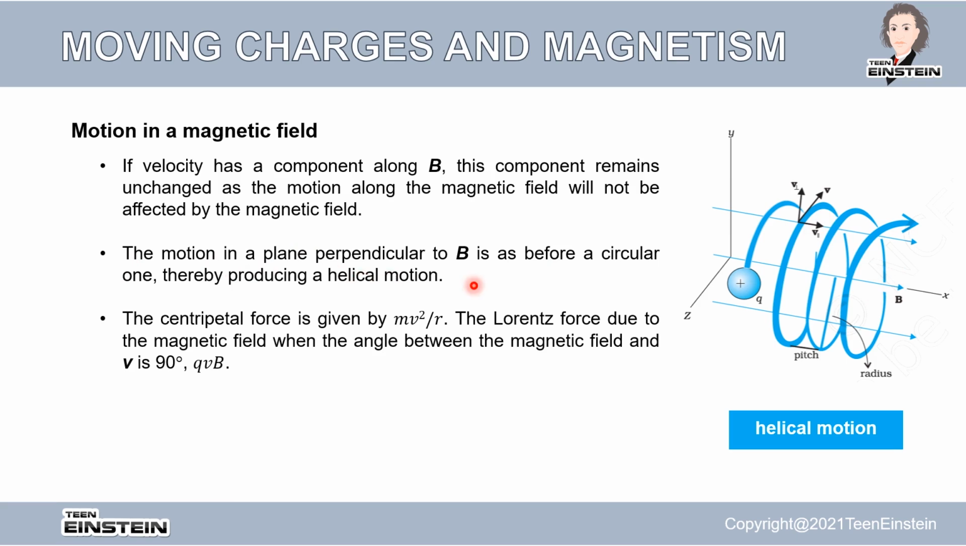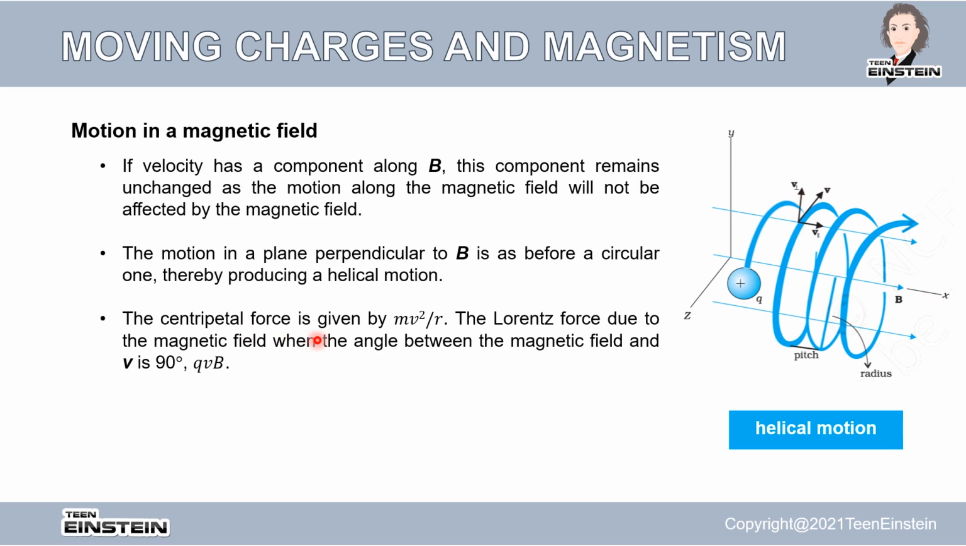So the motion in a plane perpendicular to B is, as before, a circular one. There is a perpendicular element here which gives rise to the circular motion. So the circular motion will keep happening, but there is also a velocity along the magnetic field. So along with the circular motion, the particle will keep moving towards the positive x-axis like this. So it makes a helical motion. It keeps moving towards the right, towards the x-axis.